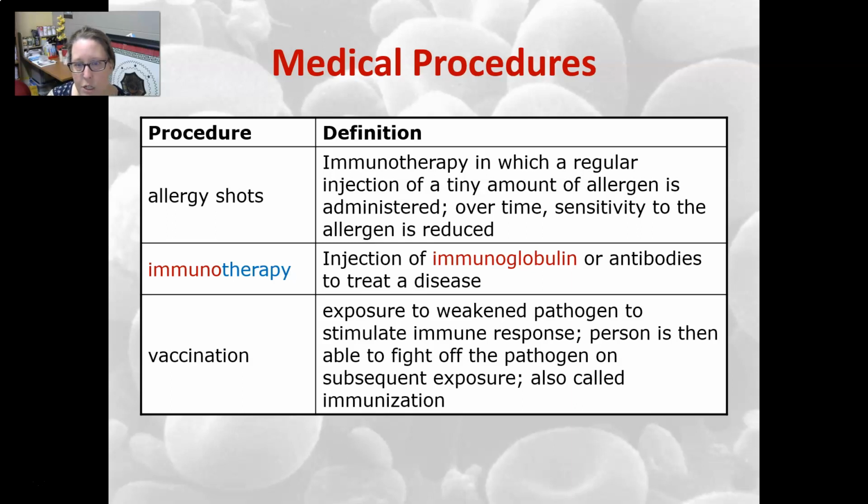Immunotherapy is the injection of immunoglobulins or antibodies to treat a disease. And vaccination is the exposure to a weakened pathogen or a portion of the pathogen to stimulate the immune response. The person is then able to fight off the pathogen on subsequent exposure, and that whole process is called immunization.